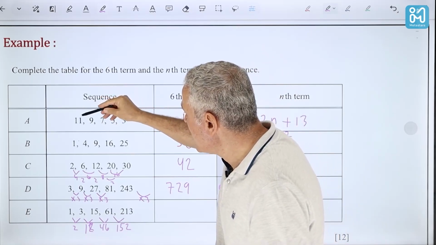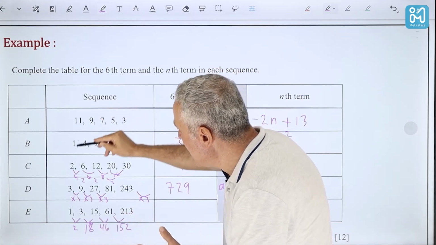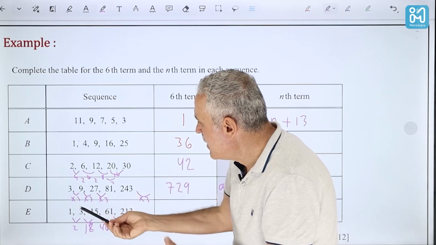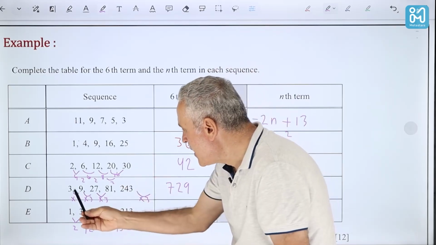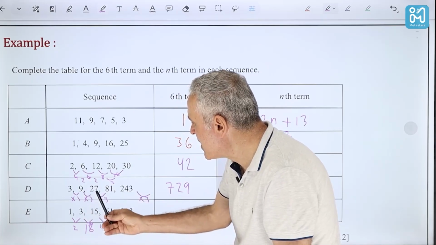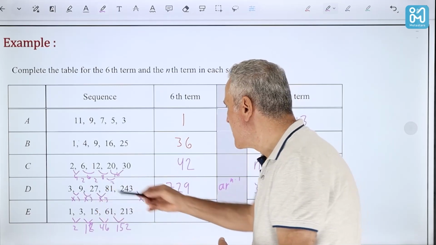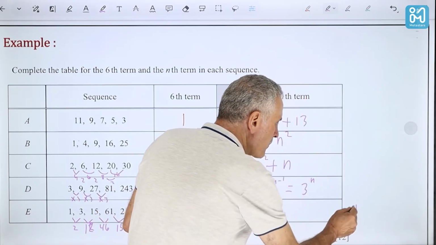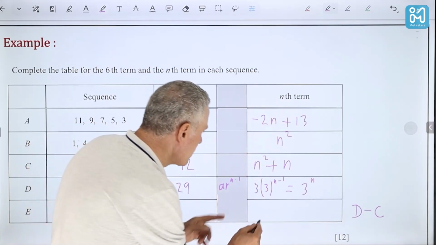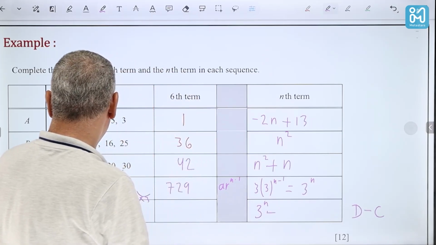You could, for example, say this is maybe 11 minus 1, it's not 10. So there is a difference, 11 plus 1, 1 plus 2. You just check like that. You have to have a good vision here. 3 minus 2, 9 minus 6 equals 3, 27 minus 12. So it is formed from taking every term of D and subtracting C. So it is D minus C. The nth term of D minus the nth term of C.